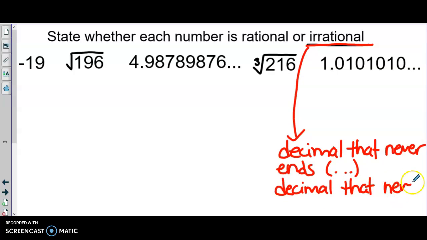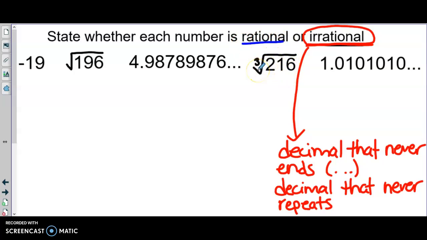And when we say repeats, we're looking for a pattern, like 1, 2, 3, 1, 2, 3, 1, 2, 3, or 7, 8, 7, 8, 7, 8, or just 3, 3, 3, 3, 3. So if it's a decimal that never ends and never repeats, it is irrational. If it is not irrational, then it has to be rational.